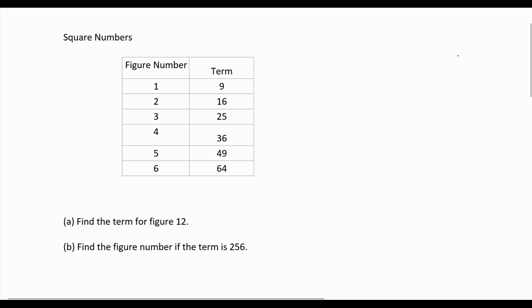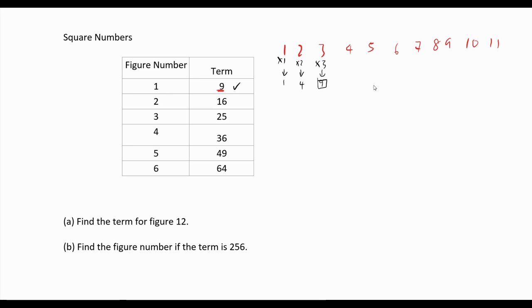So how do you identify a square number pattern? You will just have to try. Let's take the first number, 9. 1 times 1 gives us 1. 2 times 2 gives us 4. 3 times 3 gives us 9. So 9 is a square number.